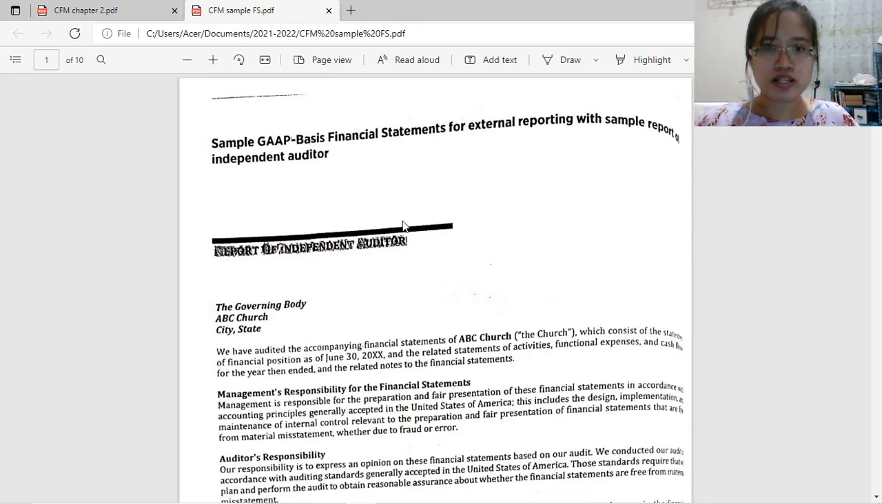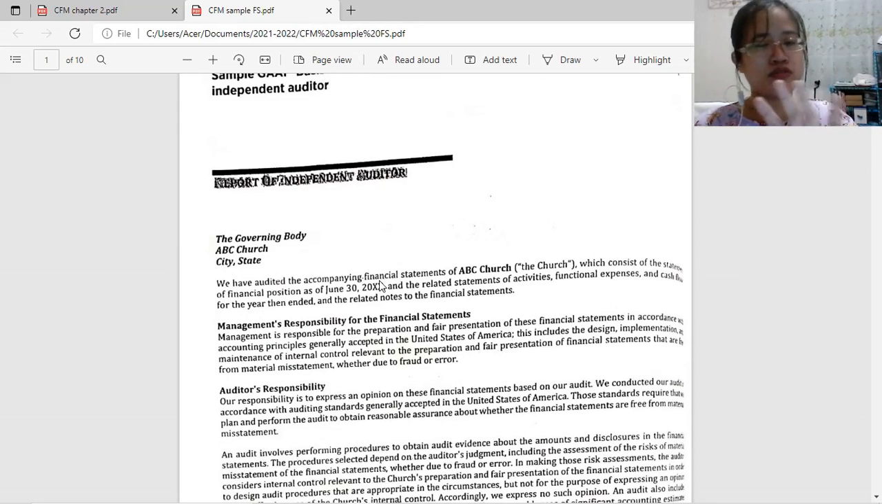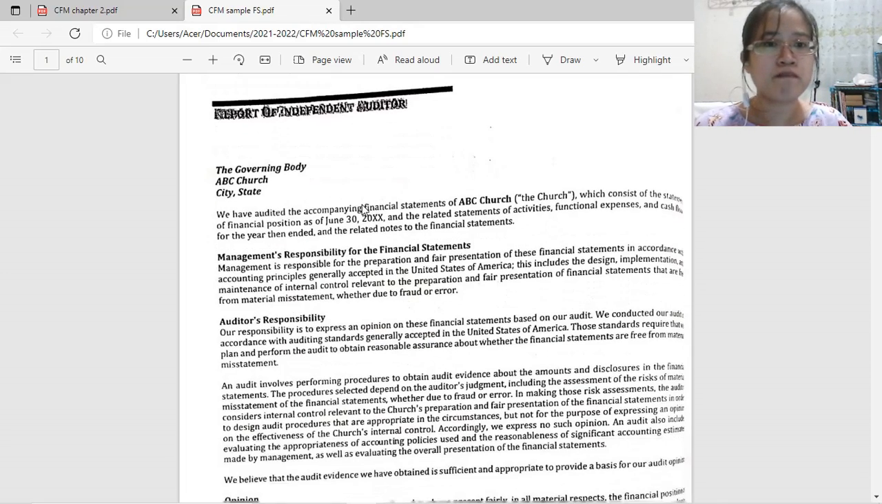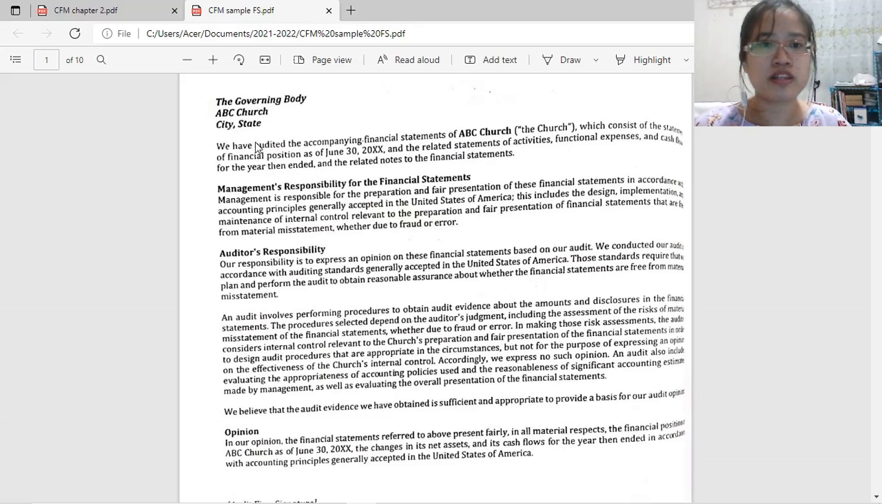Okay. So this is a sample report of an independent auditor. Again, the SEC requires corporations to submit annually audited financial statements. At the front or cover of the financial statements is the report of the independent auditor. Essentially, they would report that they have inspected or audited the financial records of the church, and give an opinion on whether they follow the standards or not. They could give an unqualified or qualified opinion.